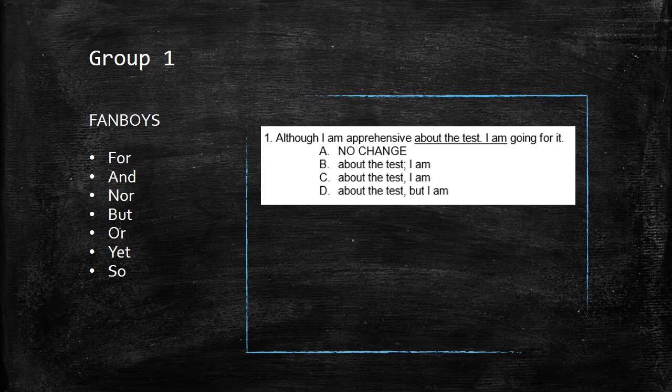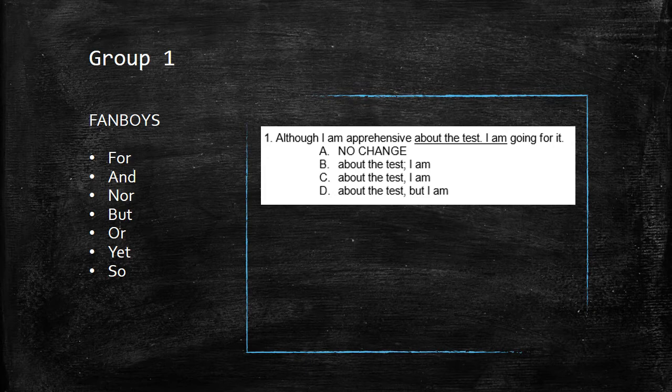So in this question to the right, it says, although I am apprehensive about the test, I am going for it. And, well, we see that here our punctuation is changing between the words test and I. And in A, it's a period. In B, it's a semicolon. In C, we have a comma. And in D, we have a comma again. However, C and D are very different, right? Do you see the fanboy in answer choice D? And so they're very different.